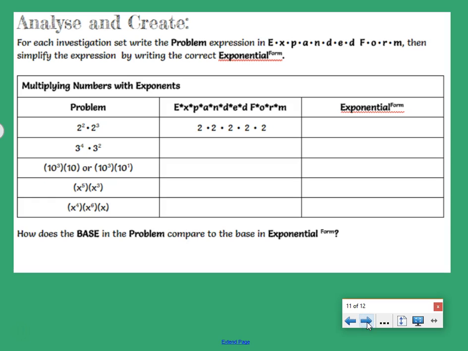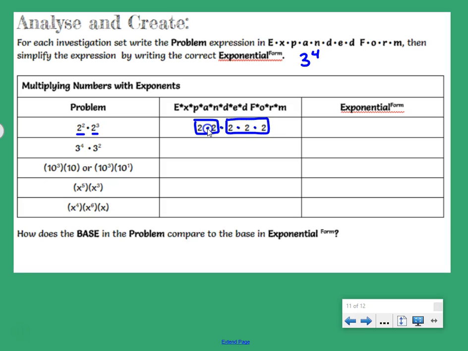Analyze and create. So I'm going to help you start each section of your investigation. So for this section, we want to write the problem in expanded form, so numbers being multiplied together, and then use it to write exponential form. So that would be like 3 to the 4th power. That's exponential form. So for our first problem, we had 2 to the 2nd power, which would be 2 times 2. And then we have 2 to the 3rd power, which would be 2 times 2 times 2.